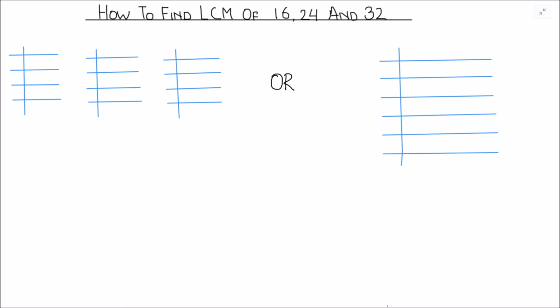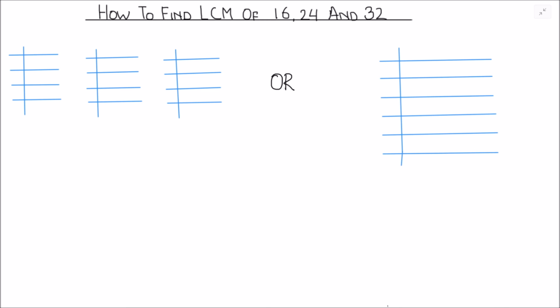The three numbers here are 16, 24 and 32. So we will be using the long division method or the prime factorization method or the ladder method. All are the same for finding the LCM of these three numbers.